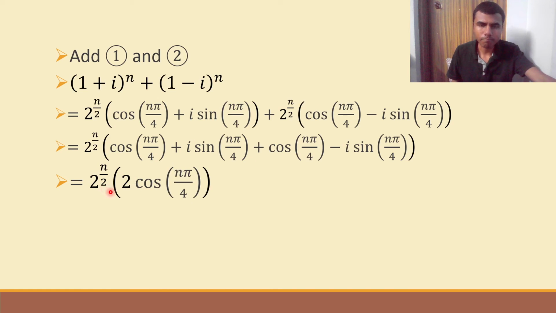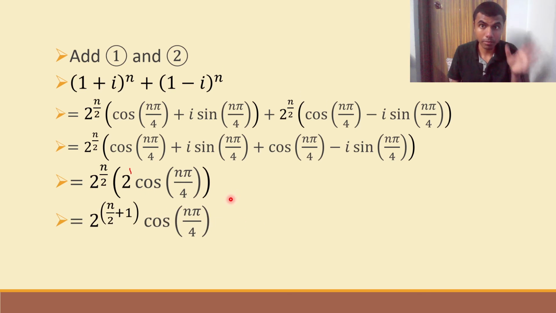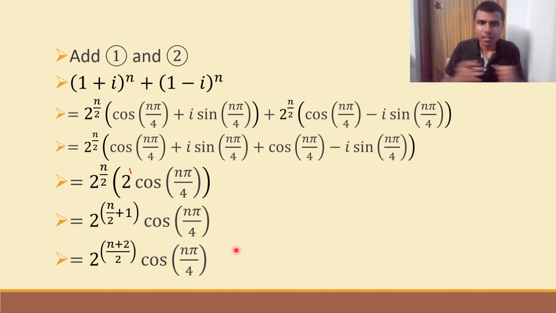Okay, now just one last thing to be understood. 2 is nothing but 2 power 1, right? So 2 power n by 2 into 2 power 1 is 2 power n by 2 plus 1, because a power m into a power n is a power m plus n. Okay. Now next, just take LCM here. So n plus 2 by 2, 2 power n plus 2 by 2. Fine. This is what we had to prove and we are done, right?